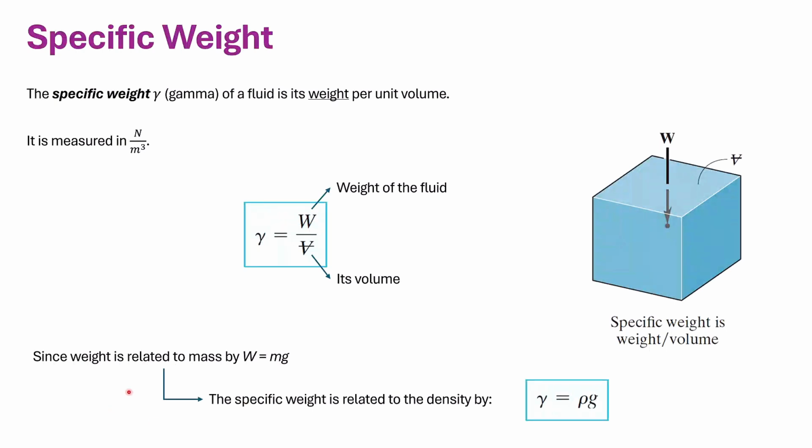Since weight is related to mass by W equals mg, the specific weight is related to the density by gamma equals rho g.